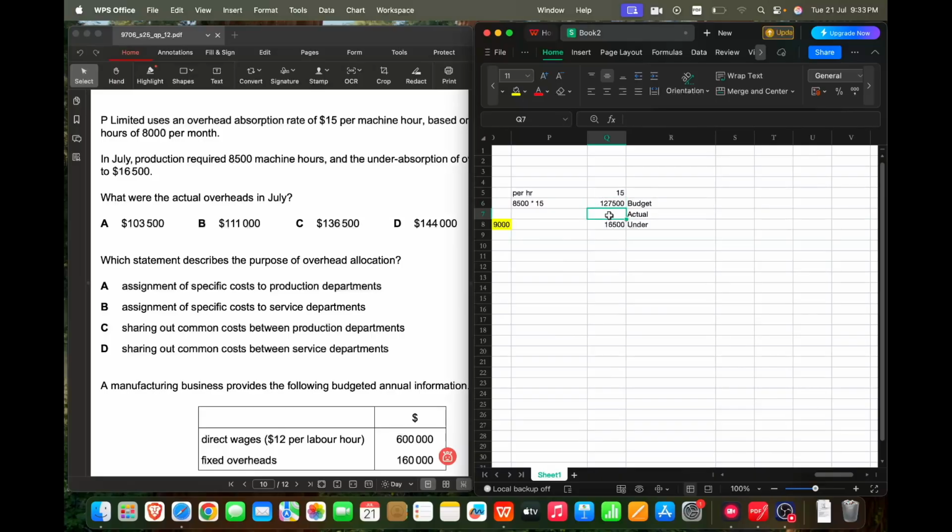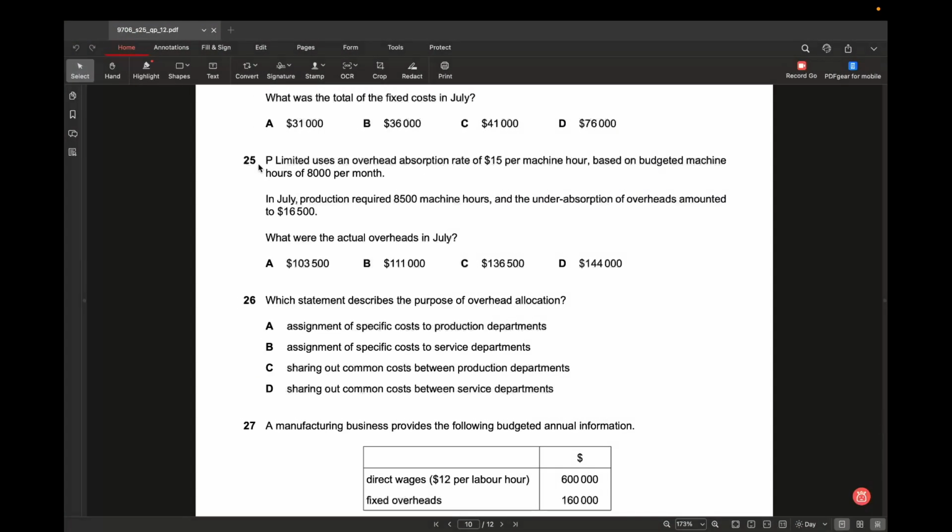What I'm saying, actual overhead equals budgeted plus this. So if the actual overhead is 144,000 and the budgeted overhead is 127,500, then in that case under absorption is 16,500. So your correct answer for question number 25 is D, 144,000.